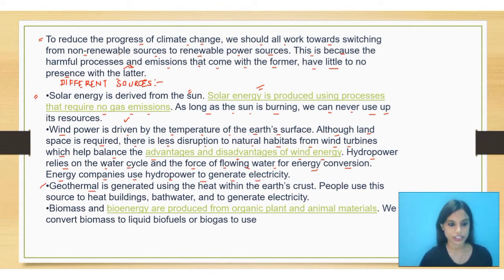Now, geothermal energy. So you have to talk about solar energy, then wind energy. You can talk about geothermal energy as well as biomass and, of course, the conversion of biomass and generating bioenergy. Geothermal is generated using the heat within the Earth's crust. People use this source to heat buildings, bath water, and to generate electricity. Then we come across biomass and bioenergy, which are produced from organic plant and animal materials. We convert the biomass to liquid biofuels or biogas to use.